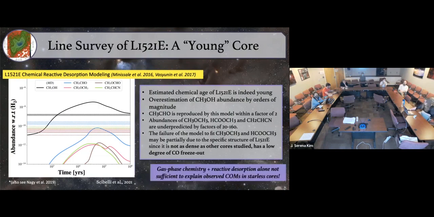So this gas phase chemistry and reactive desorption alone is not sufficient to explain the observed complex organics in starless cores. So this presents a very unique and interesting challenge to chemical modelers out there. And so we need to do something else to explain the abundances that we're seeing at this very early stage.